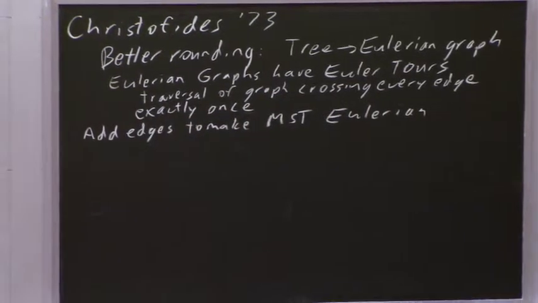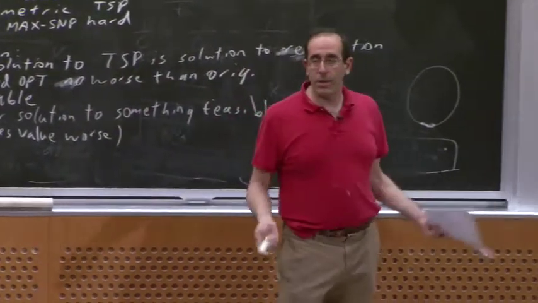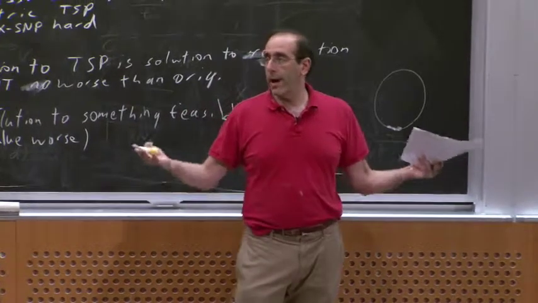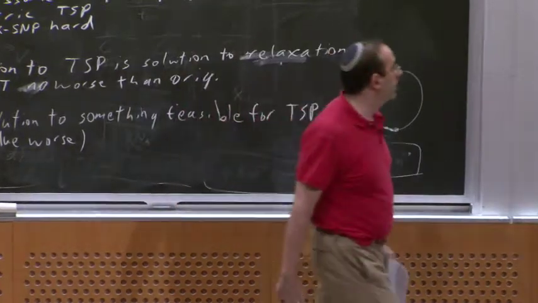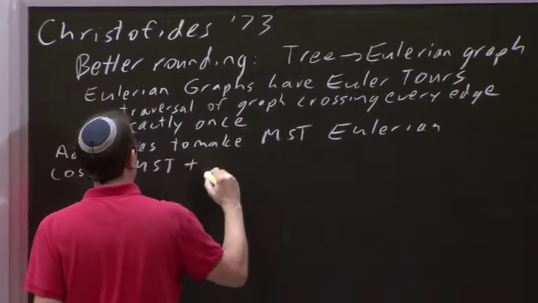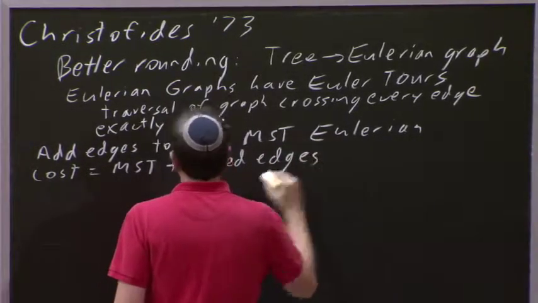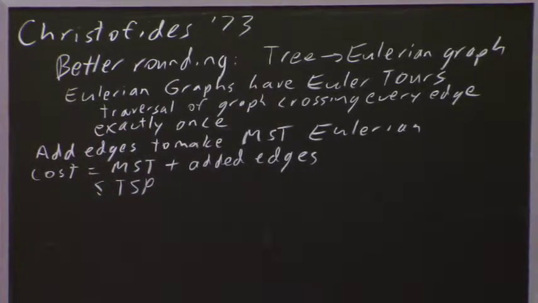Once it's Eulerian, you traverse all the edges exactly once, and that gives you your tour. So what's the cost of this tour? It's the cost of the minimum spanning tree plus the cost of whatever edges you added in order to make the graph Eulerian. We know that the MST is less than the TSP, so really we just need to bound the cost of the edges that we need to add in order to make the graph Eulerian.